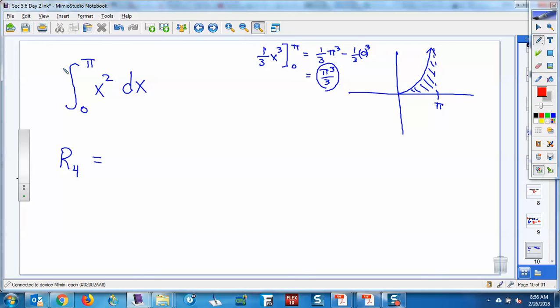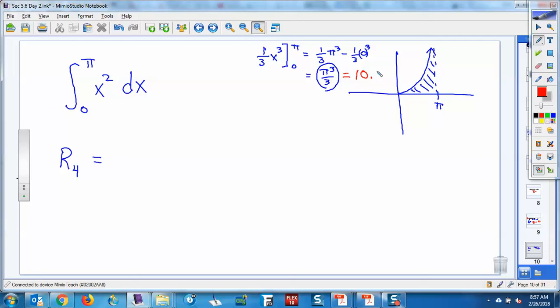It says, draw a sketch that illustrates the approximations L4, R4, M4, and T4. Use your pi button, give me a bunch of decimals. Then compute each approximation and compare it with the exact value of the integral computed using the fundamental theorem. Well, we can do the fundamental theorem right now.